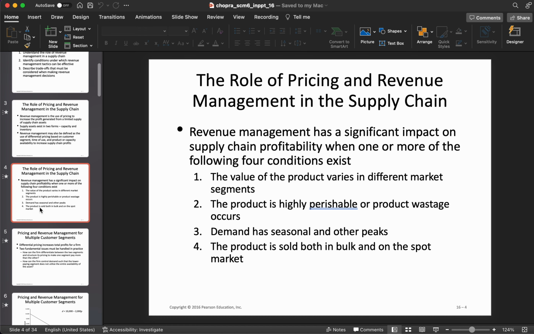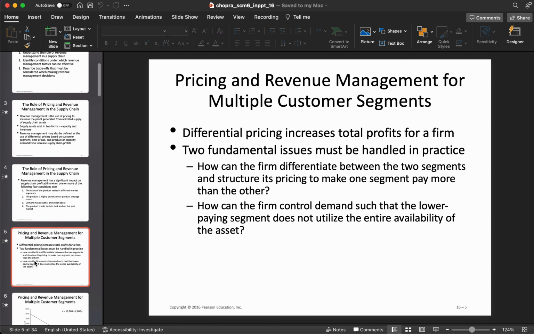Now, revenue management is useful when you are managing a single product. You have a single product and you're trying to figure out what to price it at, what kind of variable pricing to offer, and whatnot. Now, pricing and revenue management are also useful when you have multiple customer segments, as we talked about, right? So differential pricing increases total firm profits. So there are two fundamental issues that must be handled in practice. One is how does a firm differentiate between the two segments, right? And structure its pricing to make one segment pay more than the other.